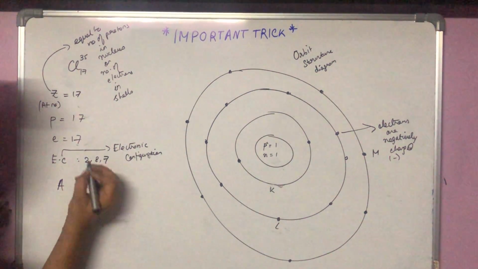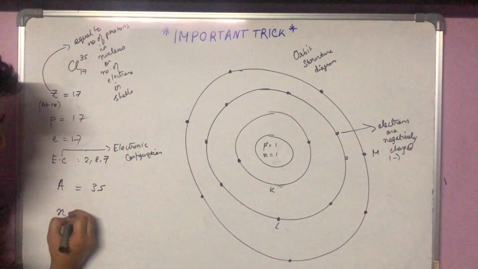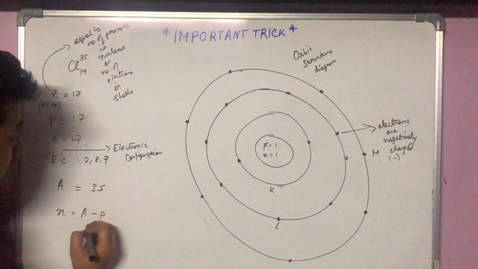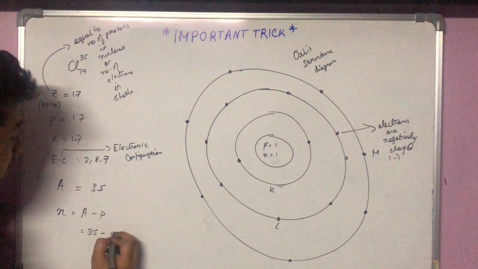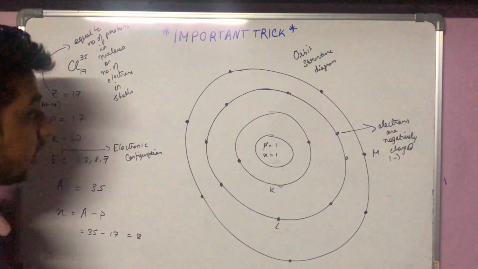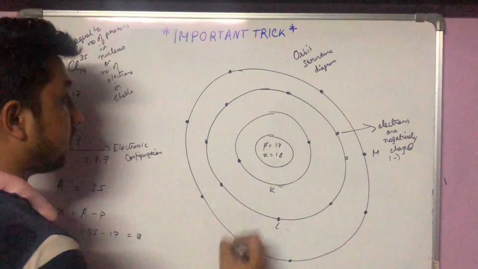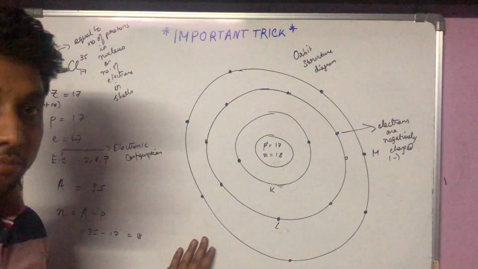Mass number here is 35, so the number of neutrons is mass number minus protons, that is equal to 35 minus 17, that is 18. So here we have 17 protons and 18 neutrons. This is the orbit structure diagram of chlorine atom.